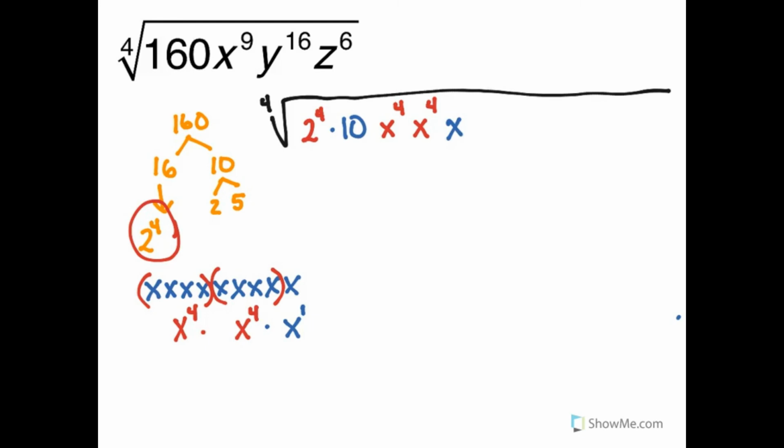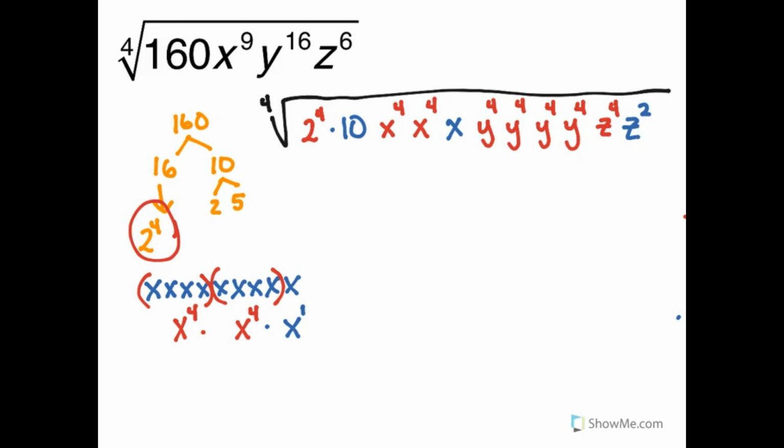Let's try the 16 like that. If we take away 4 from 16, we have a y to the 4th. There's 12 left. If we take away 4 from 12, we have 8 left. We take away 4 from 8, we have 4 left. And if we take away another 4, we've used up all our y's. 4 plus 4 plus 4 plus 4 makes 16. Well, how about this z? Z is to the 6th power. So if we take away 4 from 6, we're left with 2. Not enough to make another 4.